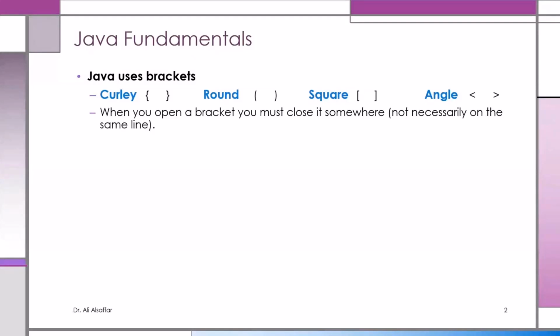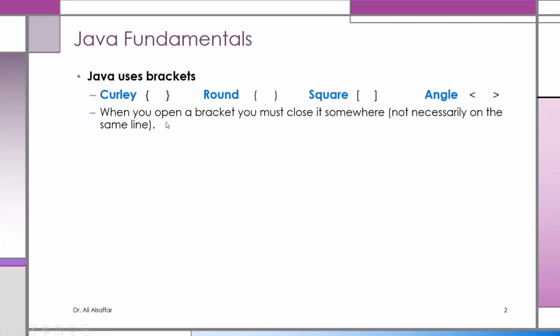First thing, Java deals with the brackets. Okay, as written here, it deals with the brackets. These types of brackets you will see in Java programs: curly brackets, round brackets, although they are called parentheses, square brackets, and angle brackets.